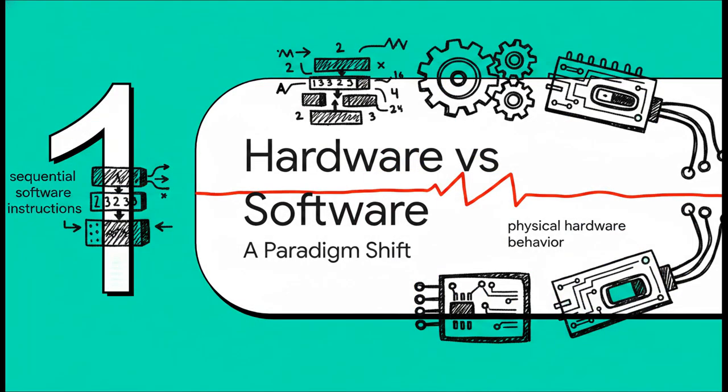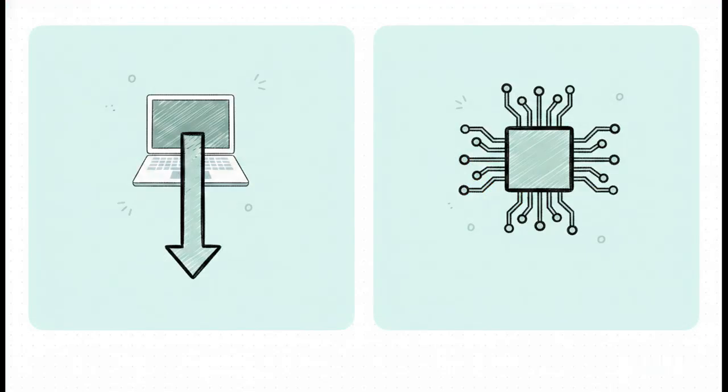Section 1. Hardware versus software. To really wrap our heads around how we do this, we need to draw a hard line between sequential instructions and physical behavior. If you write a script in a language like C or Python, you're basically telling a pre-existing computer what to do, line by line. Step 1, do this. Step 2, do that. But Verilog operates on a completely different plane. You aren't giving instructions to a processor, you are designing the processor itself.